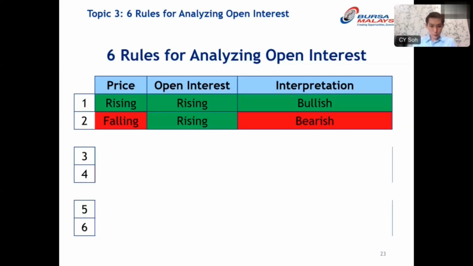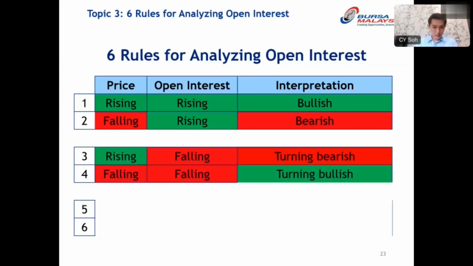Rule number 3, if price continues to go up, but open interest is reducing, of course, this indicates that the market is beginning to turn bearish. In other words, market participants are starting to leave the market. The bulls are starting to leave the market, and then the bears are starting to come in.